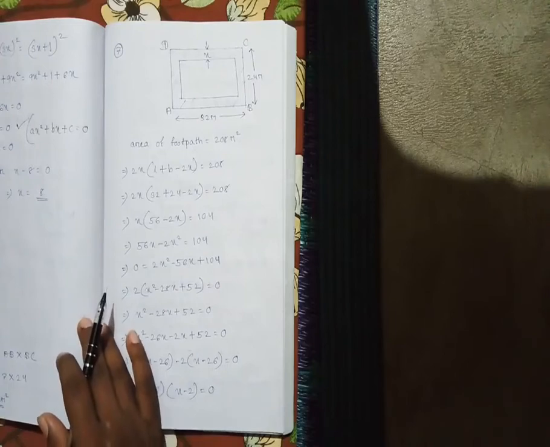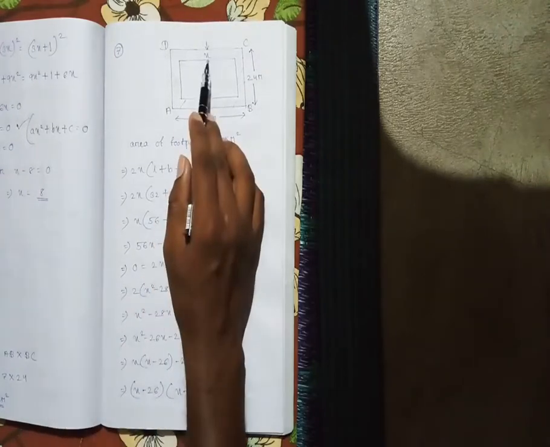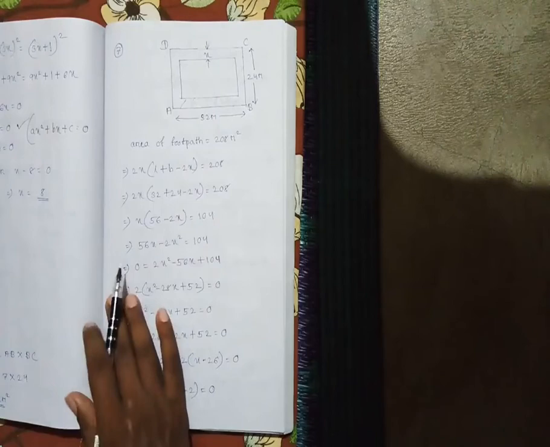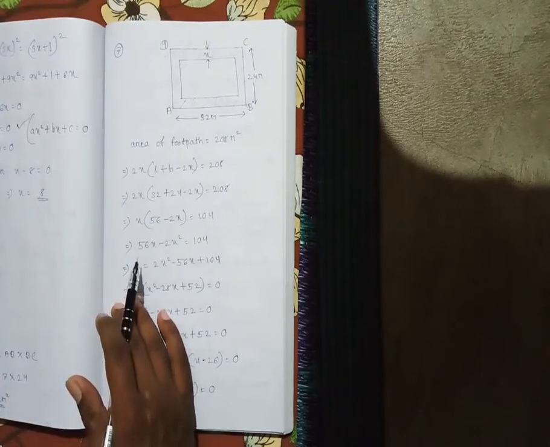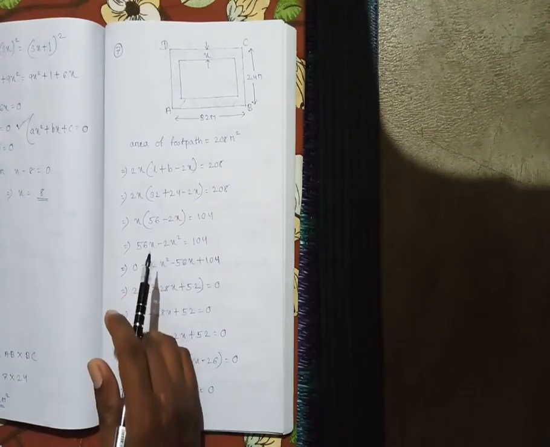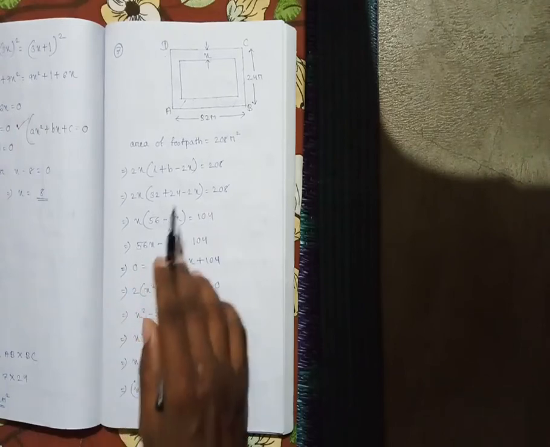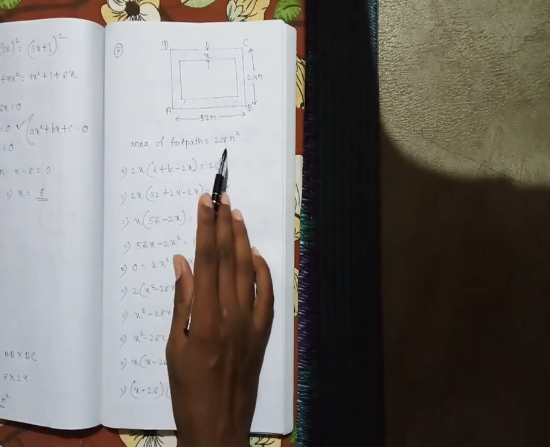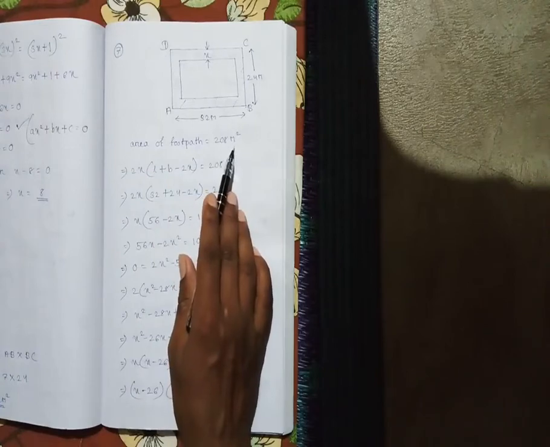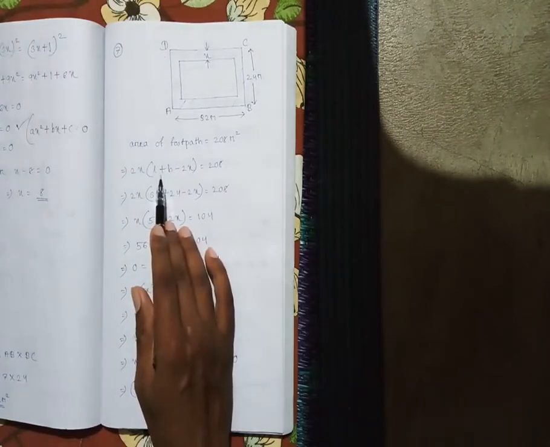Let the width be x meters. As you can see, I have written x. Now the area of the footpath is given. If the path occupies 208 square meters, find the width of the footpath. Area of the footpath is equal to 208 square meters. It is given. In class 9 I had given a formula.